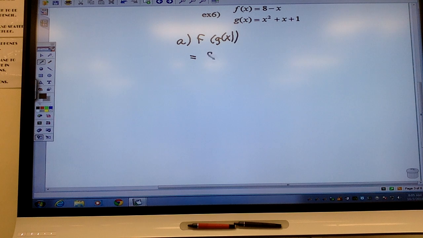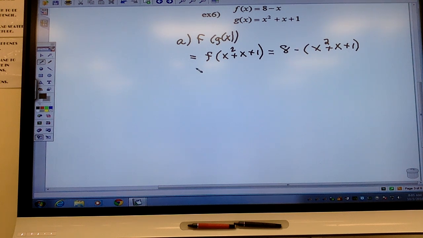So that's going to be f of g of x is x squared plus x plus 1. So now remember, this is my new x in f. The only thing f is doing is subtracting x from 8. So now this is going to be 8 minus, remember this is an expression in parentheses, so this is going to be 8 minus (x squared plus x plus 1). So remember, this is an expression behind a minus sign.